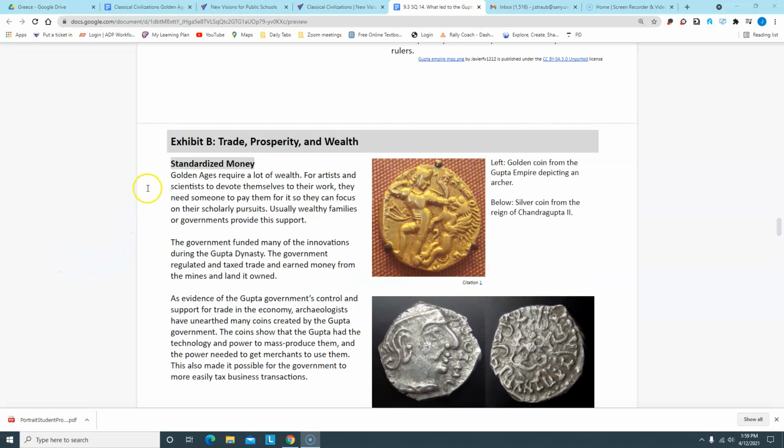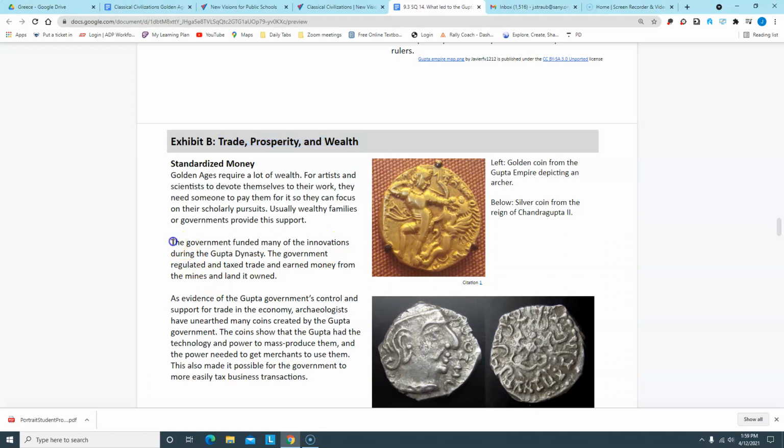So what we want to look at here is, we know we're talking about trade, prosperity, and wealth. What supporting details can we take from these 3 paragraphs that can help us understand how the Gupta Empire had such great trade, prosperity, and wealth? And this is what you're going to want to focus on to complete your chart, your Golden Ages chart.